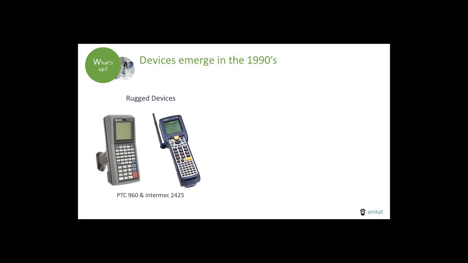So maybe some of you remember the Telzon PTC 960 or the Intermec 2425. These are examples of popular devices in the late 90s and early 2000s. At that time, terminal emulation dominated in the warehouse, and wireless standards were still very much in flux.